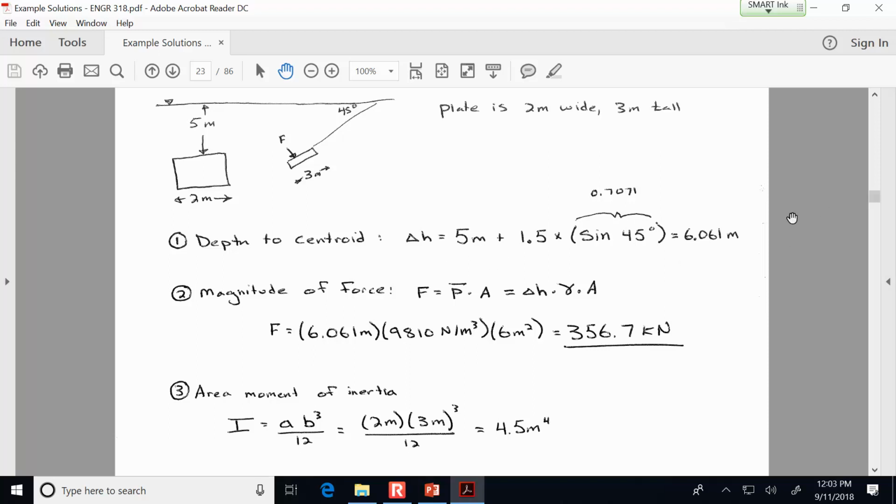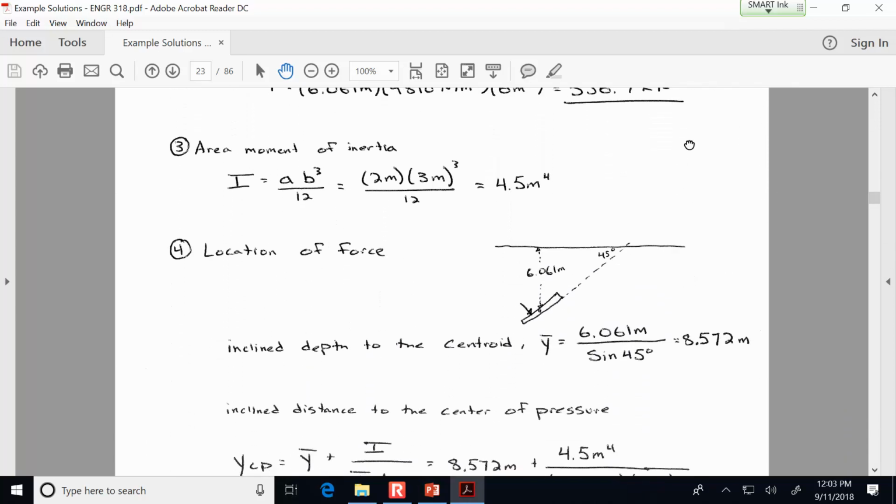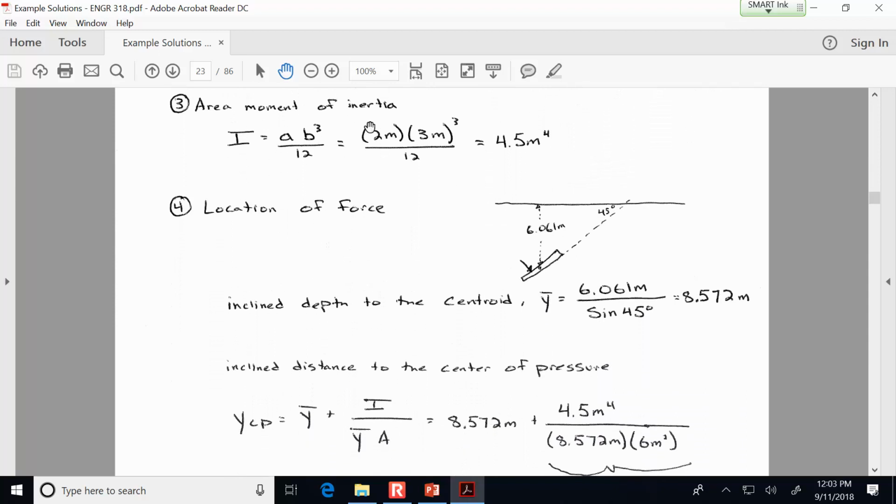And then we want to know where is the force located. So it's going to be using the area moment of inertia formula to find I. And then here you can see I'm stumbling through the geometry of finding the y bar, the inclined distance from the centroid to the water surface. And so we had the delta h depth of 6.061 meters.